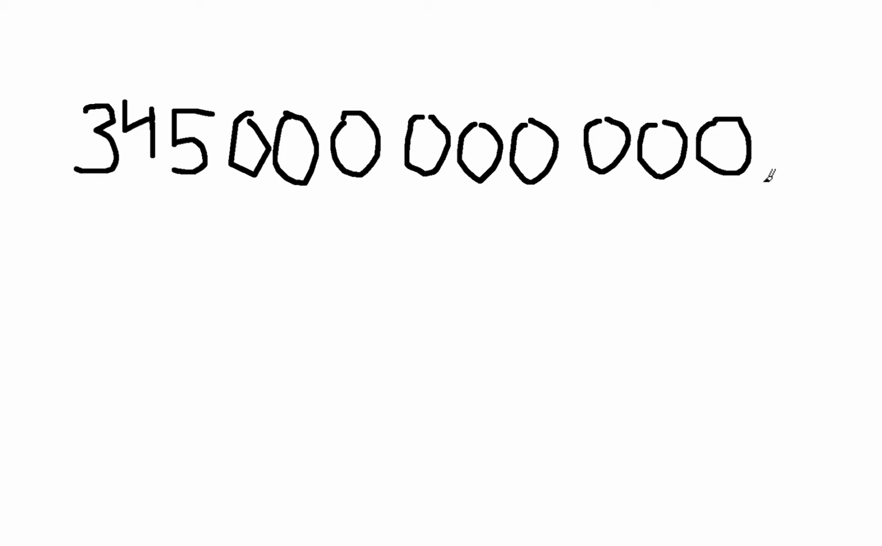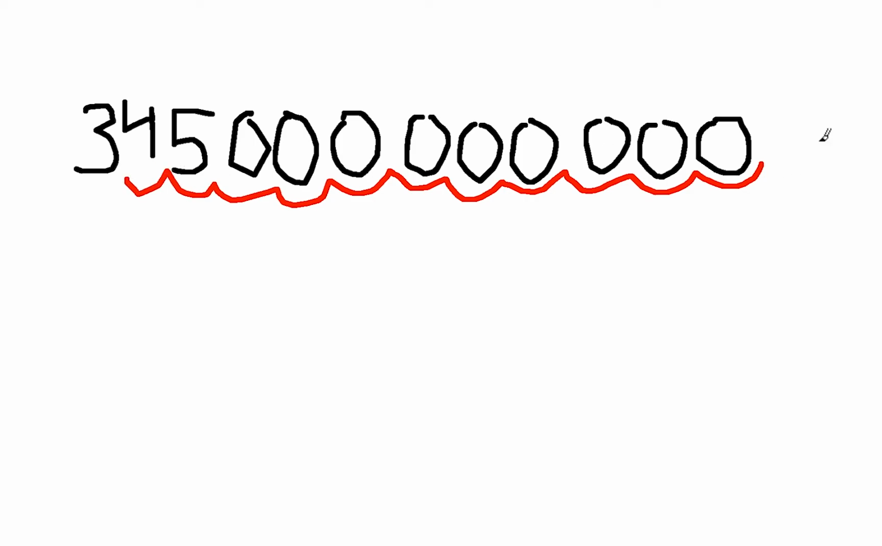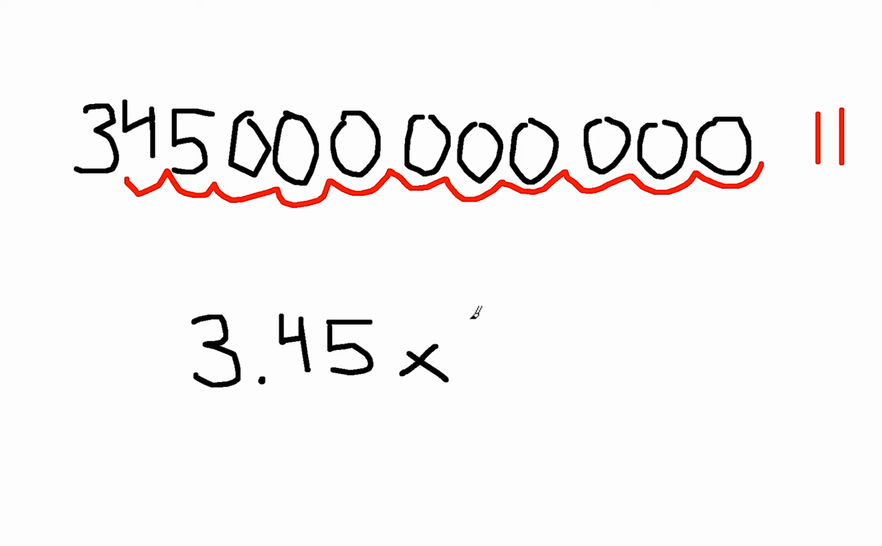Anyways, let's count how many times we have to shift our decimal point. So that's 1, 2, 3, 4, 5, 6, 7, 8, 9, 10, 11. That's 11 times to the left. So our final answer will be 3.45 times 10 to the 11.